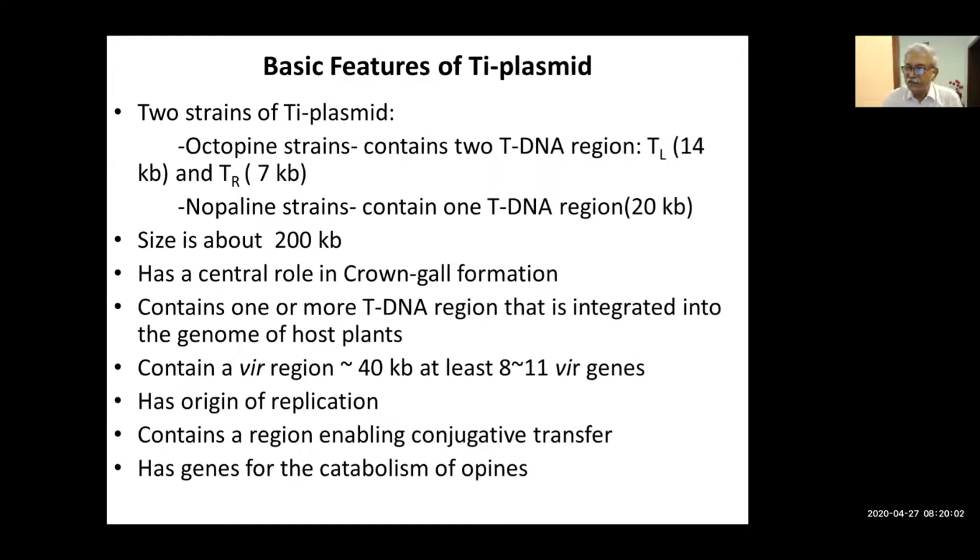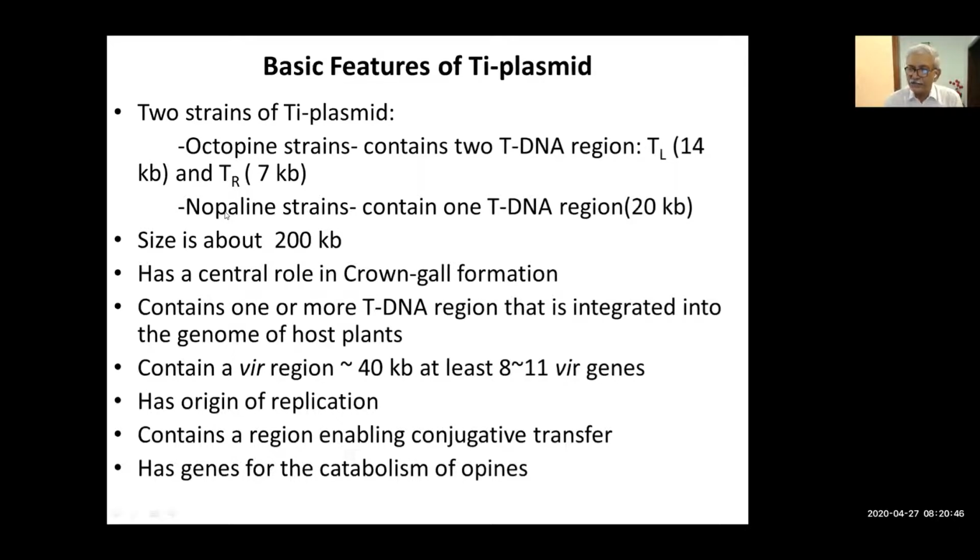Now, if we look at the basic features of this plasmid, other than what we have been talking about, there are 2 strains of Agrobacterium. One is known as octopine strains, which utilize octopine for their survival. And the other type of Agrobacterium is called nopaline strains, and these strains utilize nopaline for their nutritional resources. 2 strains living on 2 different nutrition resources.